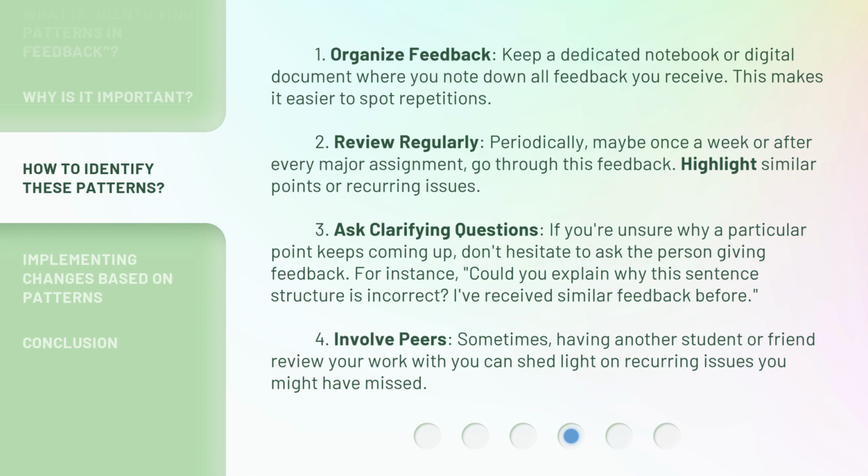3. Ask clarifying questions. If you're unsure why a particular point keeps coming up, don't hesitate to ask the person giving feedback. For instance, could you explain why this sentence structure is incorrect? I've received similar feedback before. 4. Involve peers. Sometimes, having another student or friend review your work with you can shed light on recurring issues you might have missed.